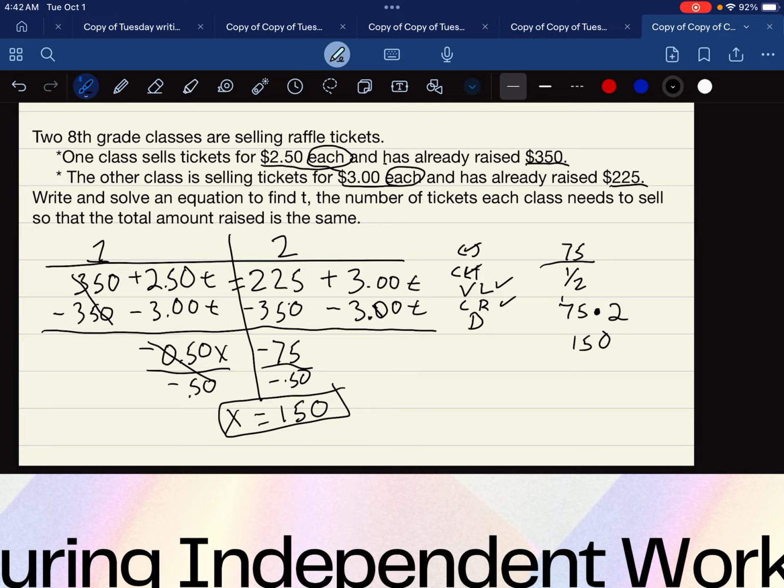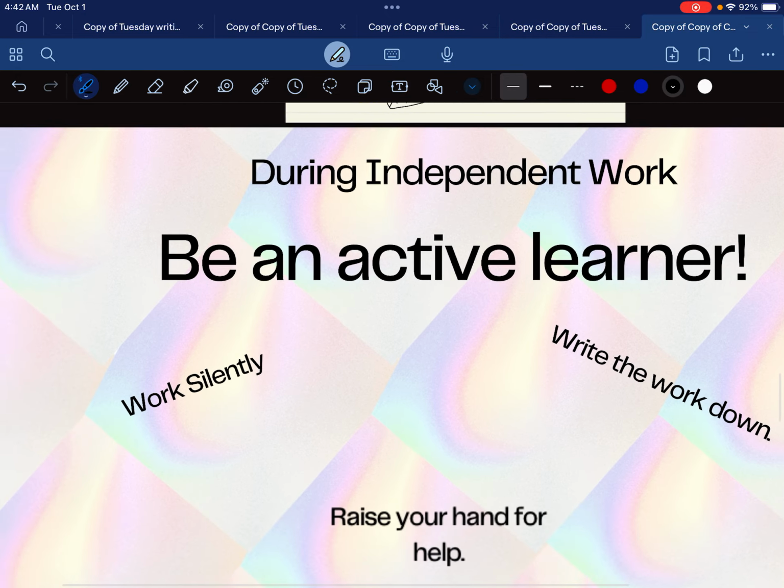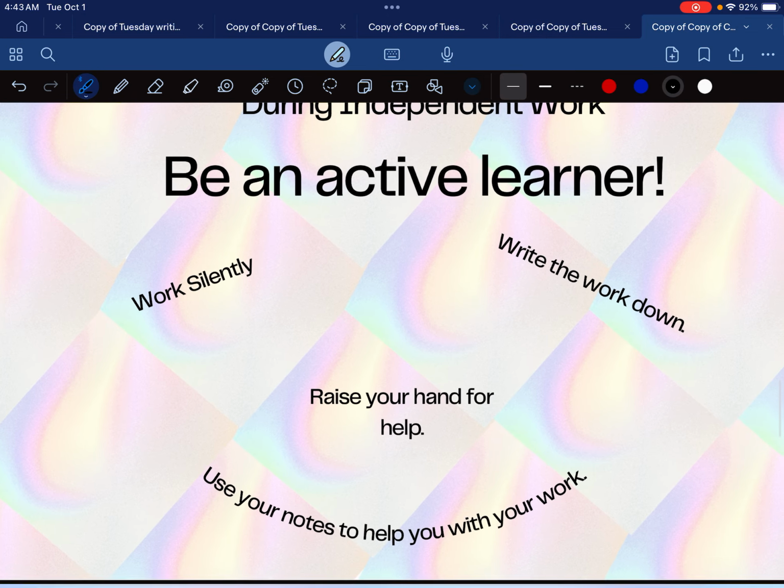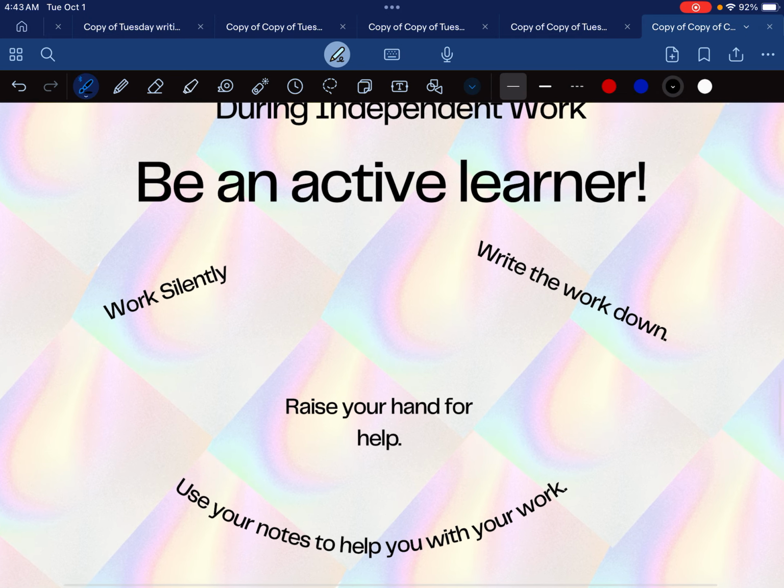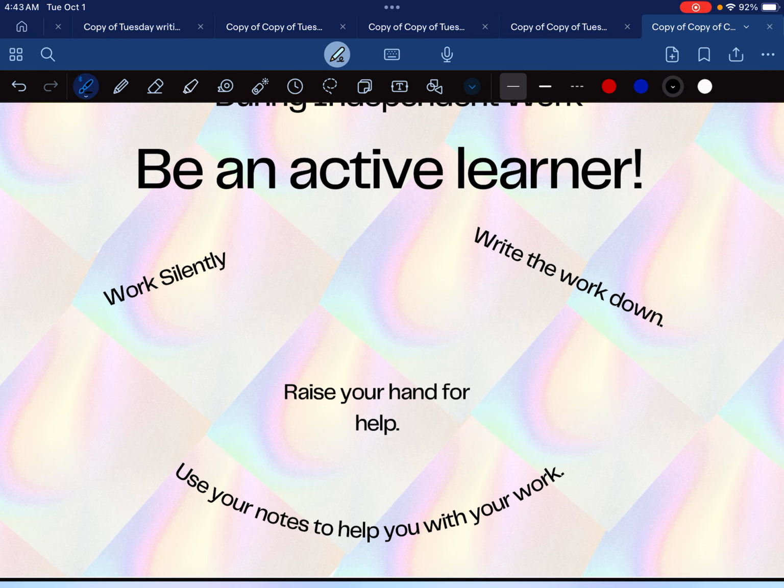All right. Now you're ready for independent practice. Remember to work silently. Write down all your work. Use your notes to help you, and raise your hand for help.